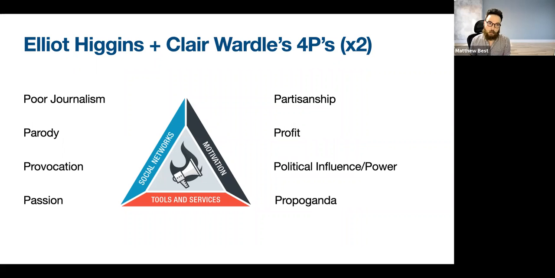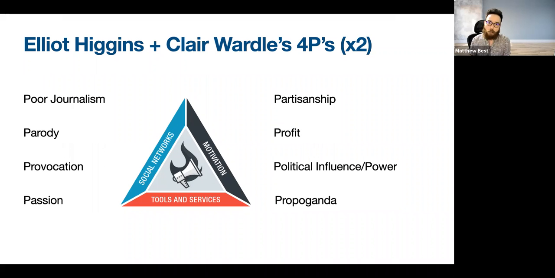I want to point out 2 things really quickly. One is that social media is largely responsible for the spread of this disinformation, as noted by the graphic there in the center. And if we focus on the right side, which are Claire Wardle's 4 Ps, I believe she's the most accurate, targeting on partisanship, profit, power, and propaganda as the main motivations for fake news.